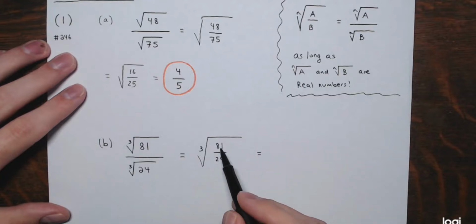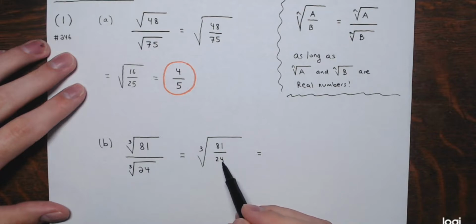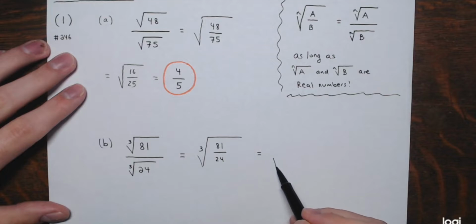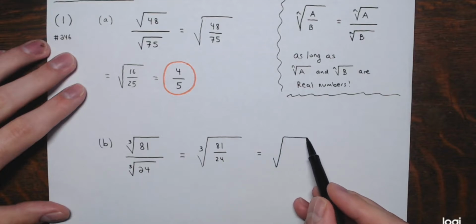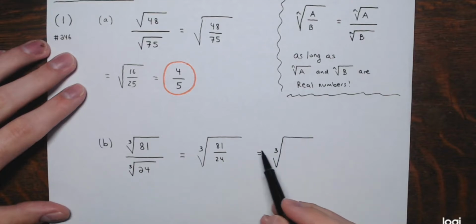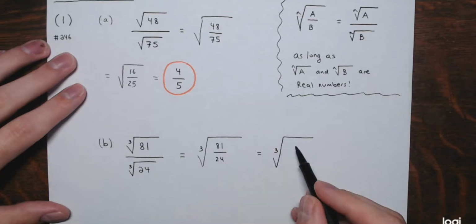And once again, both these 81 and 24 have a common factor of 3. 81 is 3 times 27. 24 is 3 times 8. So when I cancel out the common factor of 3, we have the cube root of 27/8. Right, 27/8.